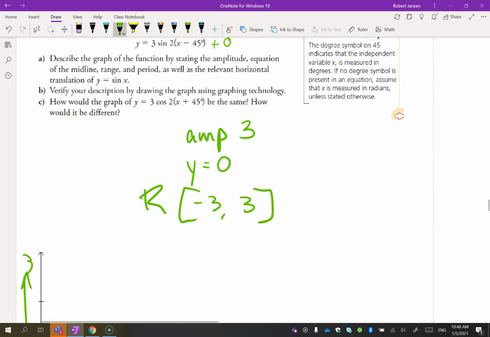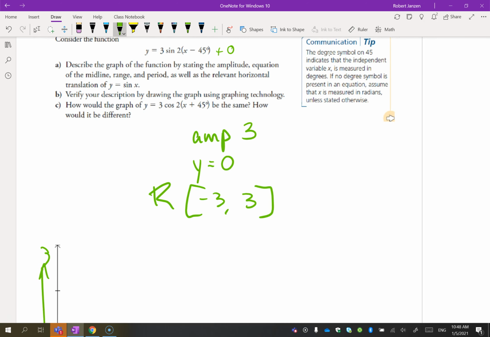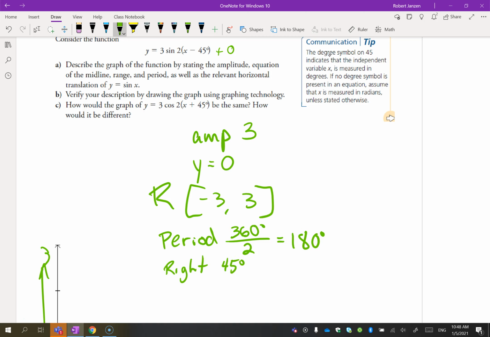Okay. The period. Okay, I know that I'm in degrees here, so I'm going to go 360 divided by b. b is 2. So the period is 180. And the relevant horizontal translation, this moves right 45 degrees. Okay.